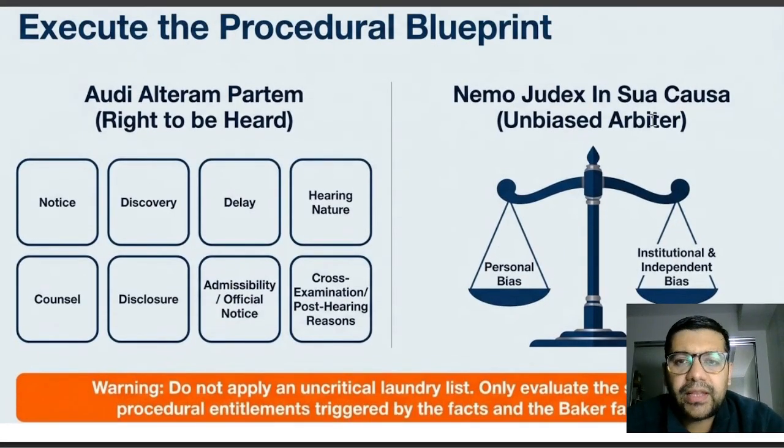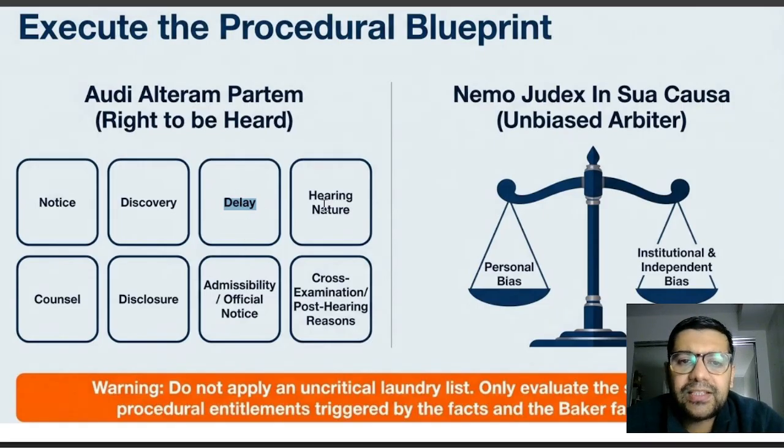The right to be heard, and then you obviously do not want a biased decision maker. So right to be heard: the notice, the discovery, the delay. These are the words you will see in your question where some sort of contention is there. The notice was not given to the person, or the person was not given the choice or time to hire counsel, or the disclosure was not properly done to the person who was complaining.